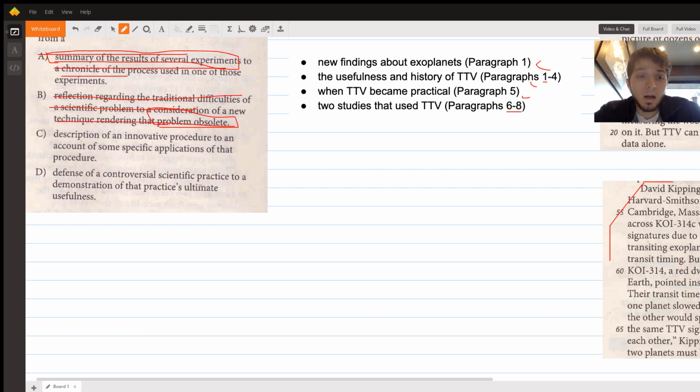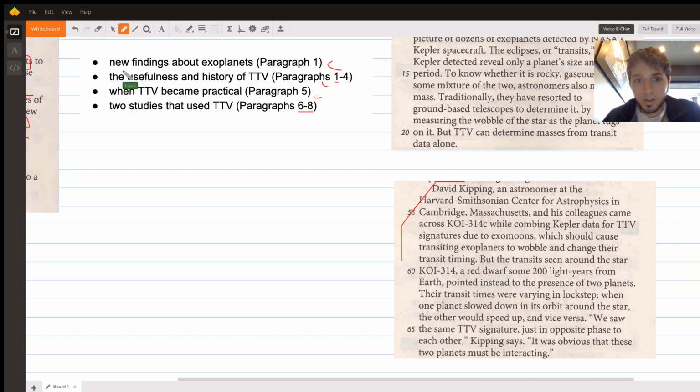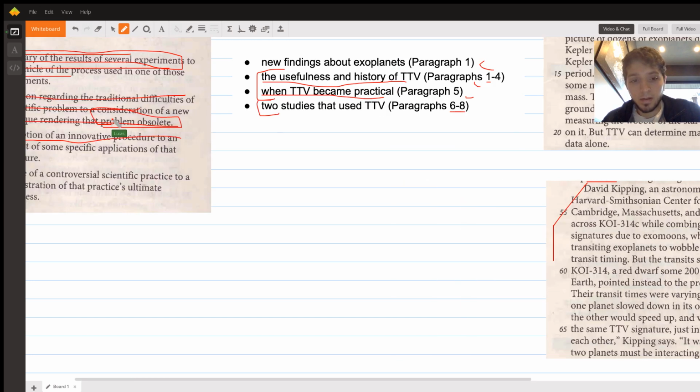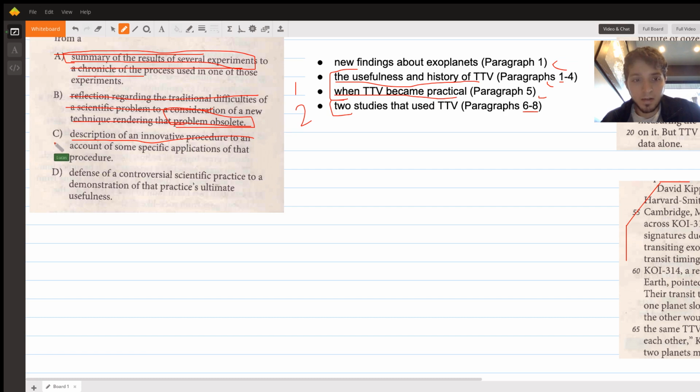So then our next answer choice is answer choice C, which says we start with a description of an innovative procedure to an account of some specific applications of that procedure. This actually seems to work good. We do start with the description of an innovative procedure, that of TTV, right? So we start with the usefulness and history of TTV and when TTV became practical. That could be part one. And then we do end with two studies that use TTV. These are specific applications of that procedure. So this could be part one, this could be part two, and that works. So I say let's keep this answer choice.